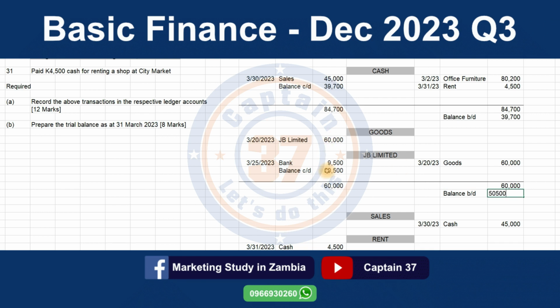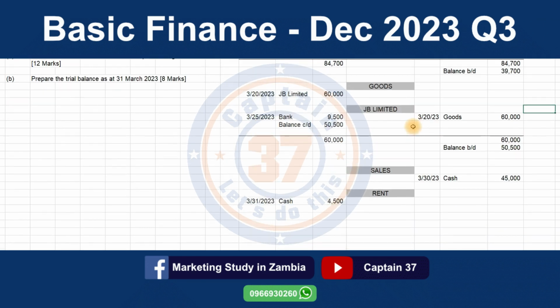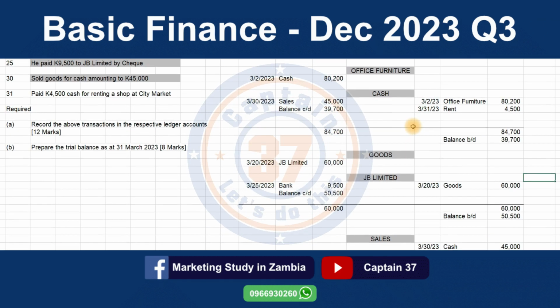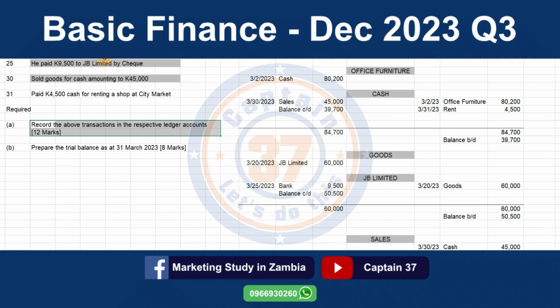5,500. This one, 5,500. And that's it. With this information now, we can proceed to prepare the trial balance. We have attended to A. We can highlight it like this to show that it has been done. So now let us proceed and prepare the trial balance.